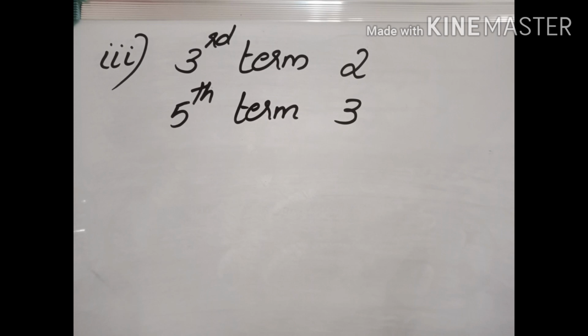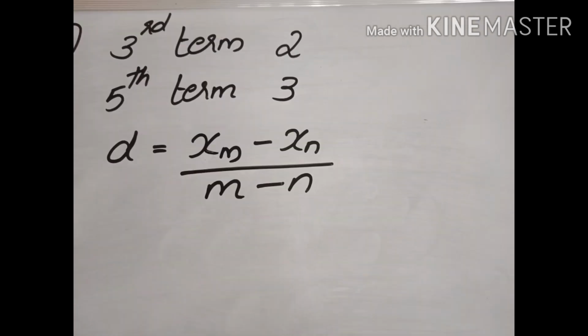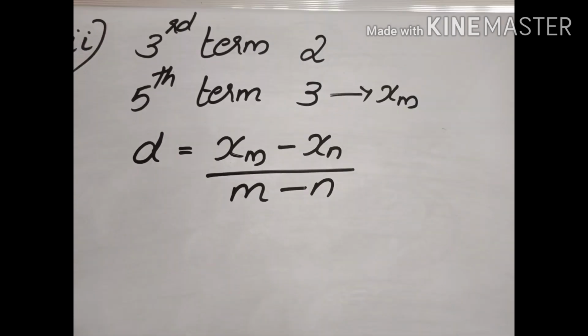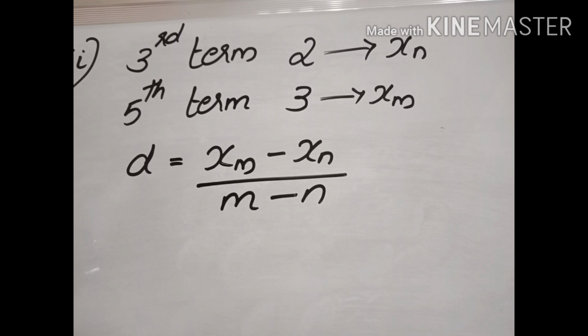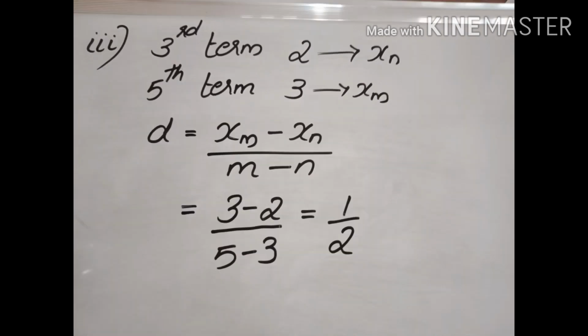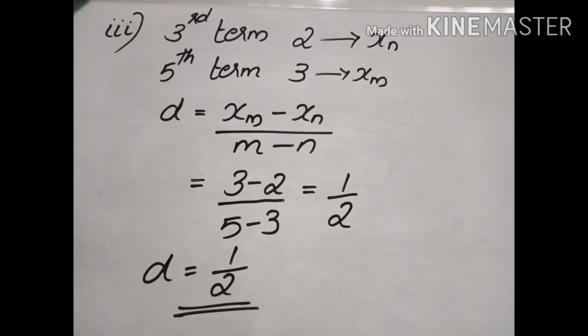Next I am going to do the third sub question. So question is third term is 2 and fifth term is 3. Here also consecutive terms are not given. So equation is d equal to (xm minus xn) by (m minus n). So here highest position term is 3 and lowest position term is 2. So 3 minus 2 divided by positions are 5 and 3. So 5 minus 3. So answer equal to 1 by 2. So here half is a common difference.